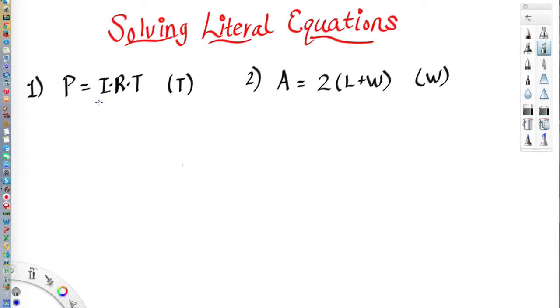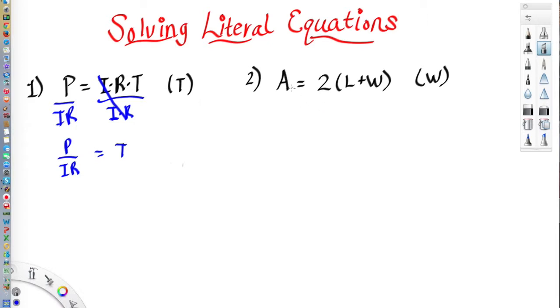So what is the inverse of being multiplied by I and R? Well, it's dividing by I and R. And what I do to one side, I do to the other. Okay, and these cancel out, and I'm left with T is equal to P divided by IR. Okay, it's that simple, really. Now, let's look at number two.